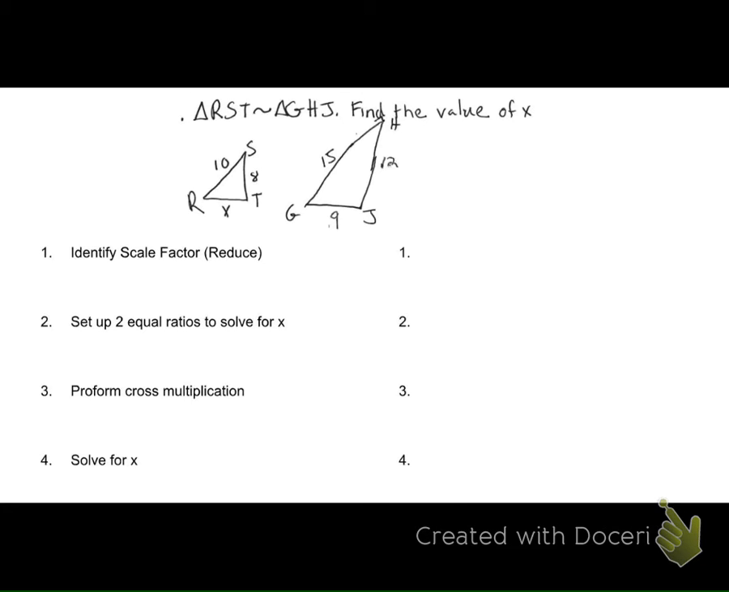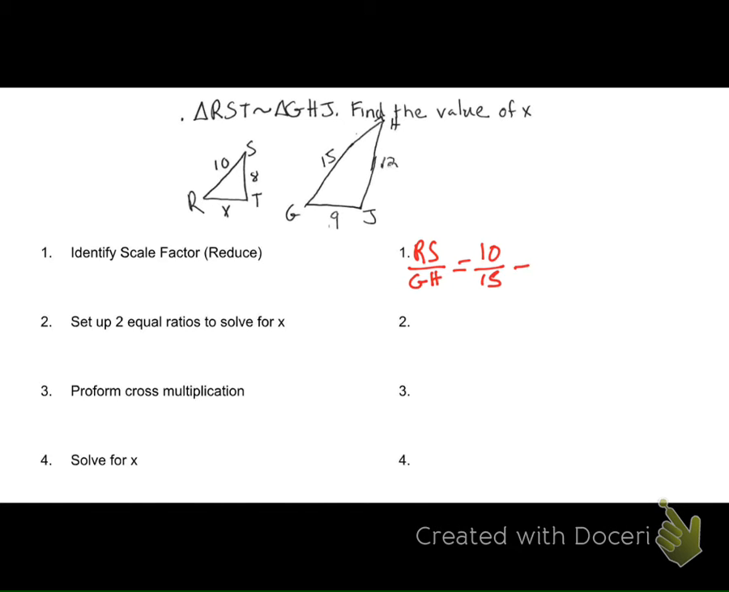So right now, we are at the point where we have to identify our scale factor. So to do this, we have to choose 2 sides that are proportional to show that ratio. So we know that RS and GH are 10 and 15. Why wouldn't it be HG? I did it that way because since I started at R, G is the same spot on the next triangle. That's the only reason I did it that way.